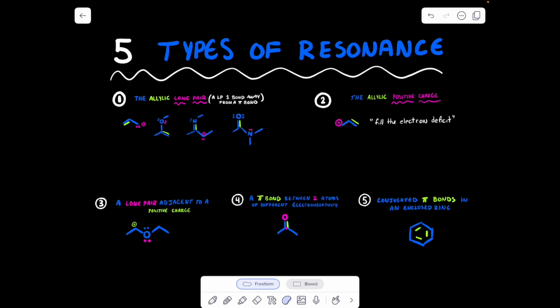Today we're going to be going over examples for the 5 different types of resonance. We will be reviewing the allylic lone pair, the allylic positive charge, a lone pair adjacent to a positive charge, a pi bond between 2 atoms of different electronegativity, and conjugated pi bonds in an enclosed ring.